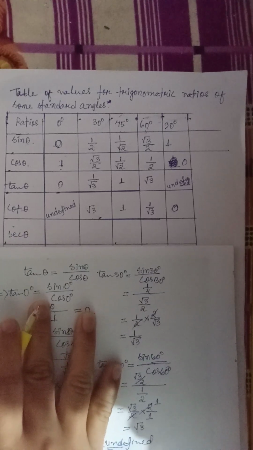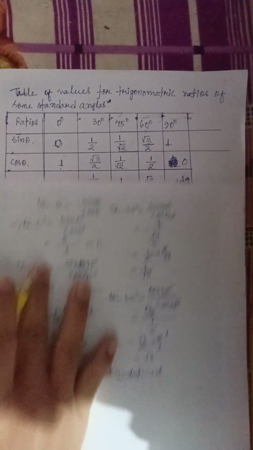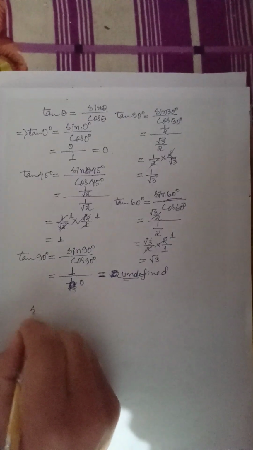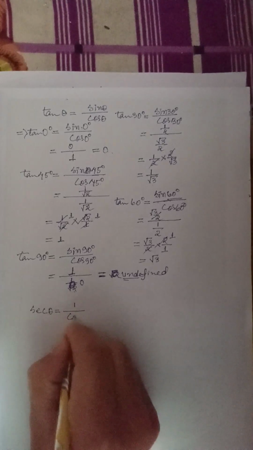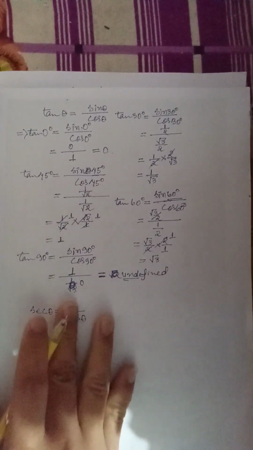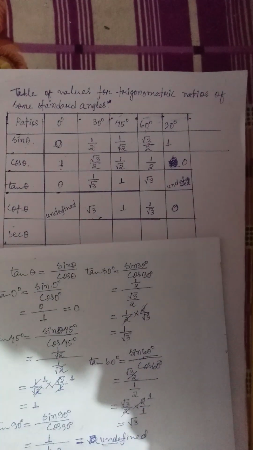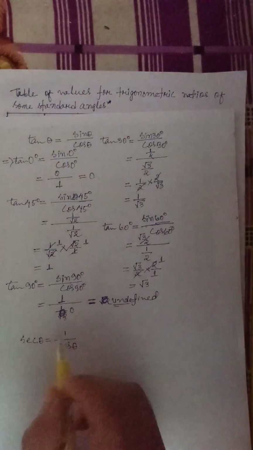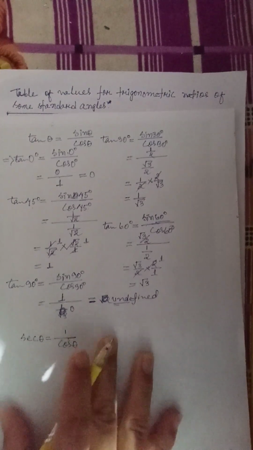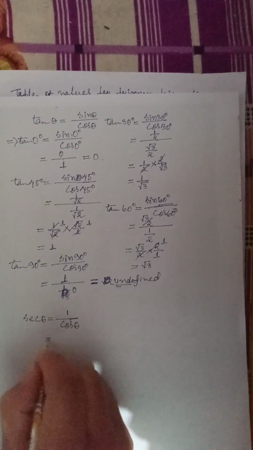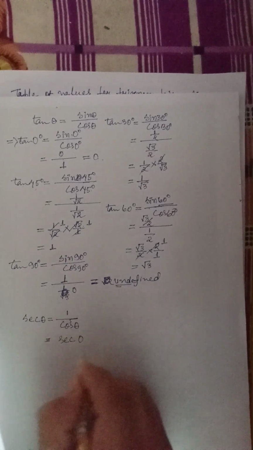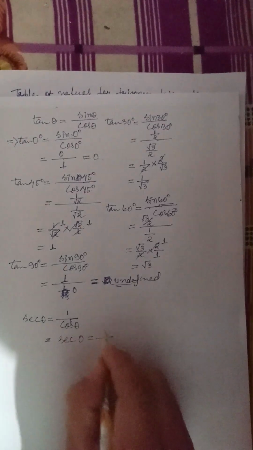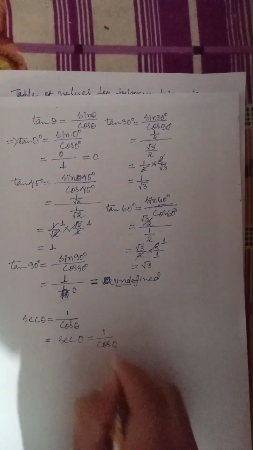Now let us move to the next, which is sec theta. How can we express this? We can express it as the reciprocal of cos. Now, in order to find sec, what we require is the cos values. To find sec 0, it will be 1 by cos 0, right?